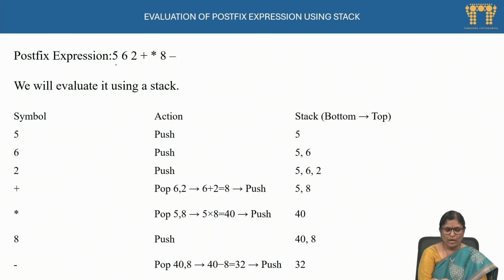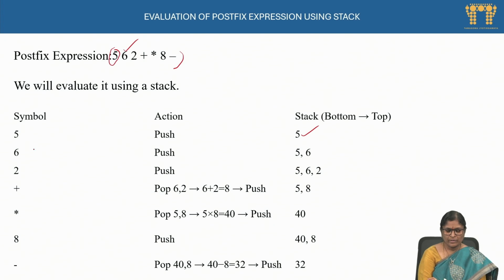So now we have the postfix expression 5 6 2 plus multiplication 8 minus. First step is to add a right parenthesis to the end of the expression. Now, if an operand is encountered, you have to place it on the stack. What is the next symbol scanned?